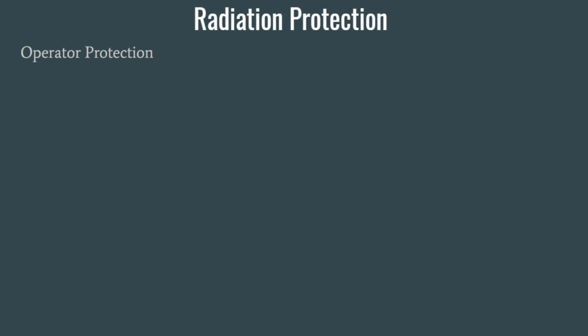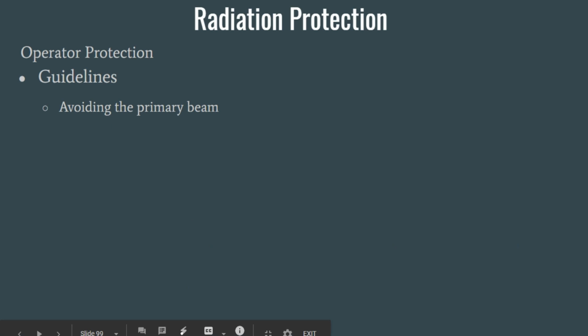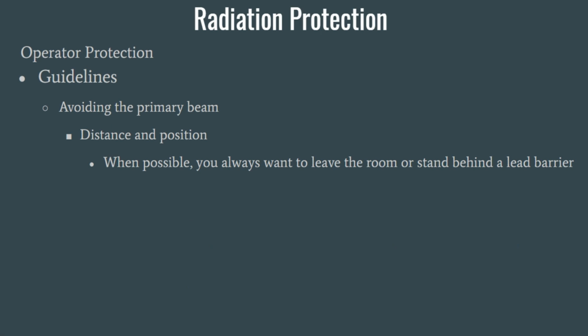And now we have our operator protection. So these are the things that you need to do to keep yourself safe. And there's a couple guidelines that we can follow. And the most basic one is avoid the primary beam. Avoid that tube head. Stay as far away from it as you can. That way you are not in contact with that primary beam. And this can be achieved with distance and position.